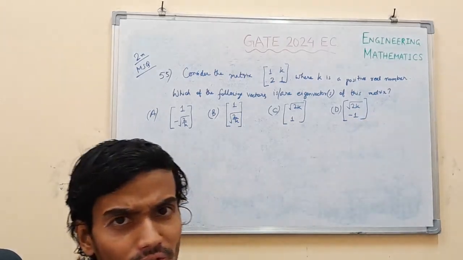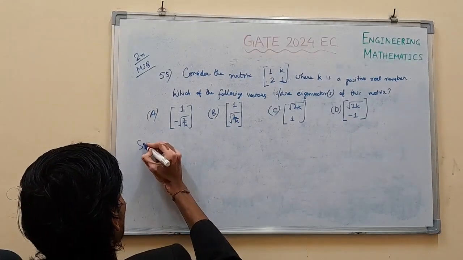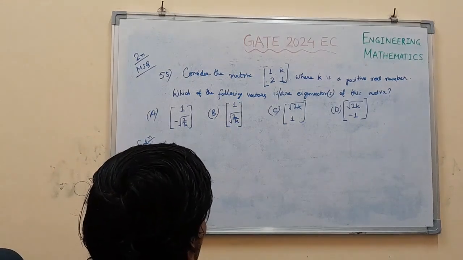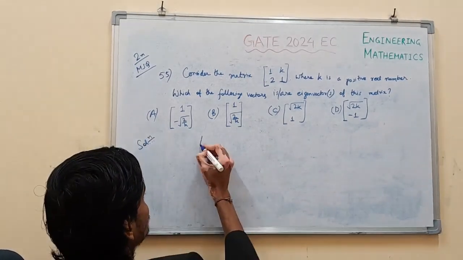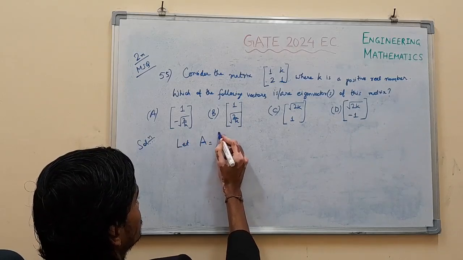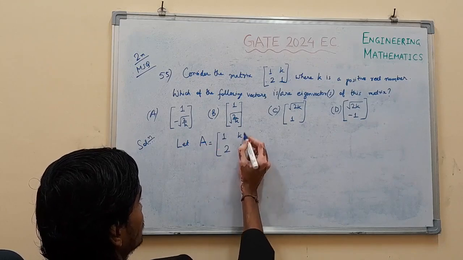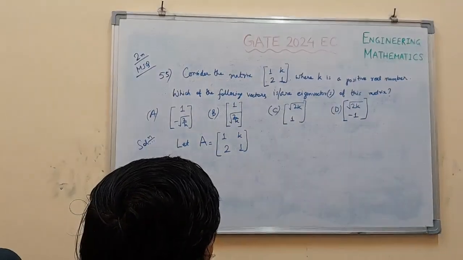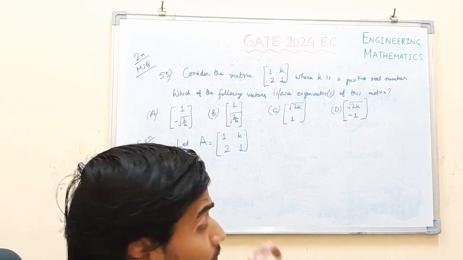Let's move on to the solution of this question. It is a simple question based on eigenvectors and eigenvalues. Okay. Let the given matrix be taken as A. So let A equal to [1 k; 2 1]. Now what we have to find? Let's find out the eigenvalues of A.